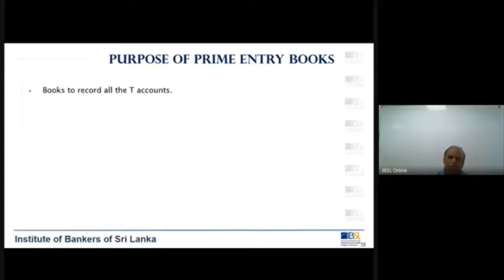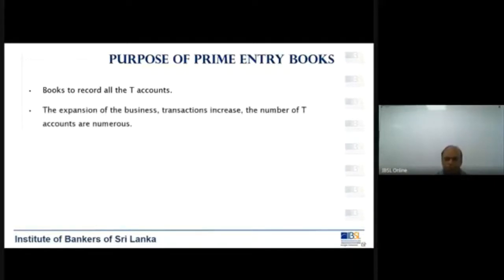Whatever the business transaction that you may enter into, all those transactions will be recorded in the form of a T account in the prime entry books. As you know, businesses are getting expanded day by day, and the volume of transactions also grows. As a result, the number of T accounts that you need to maintain becomes higher and higher.